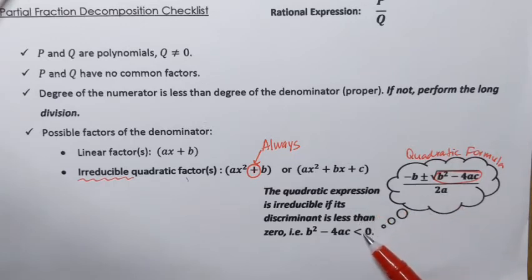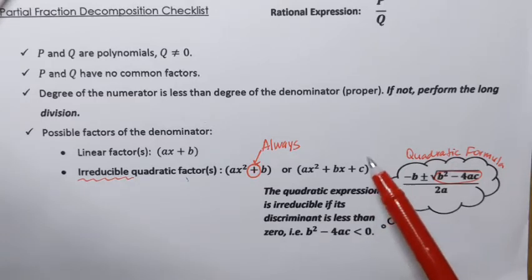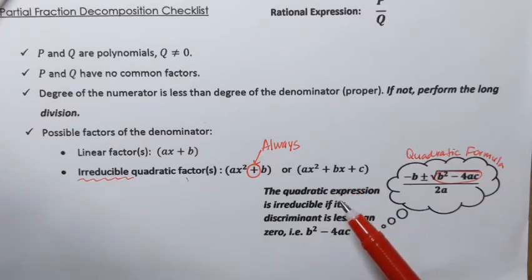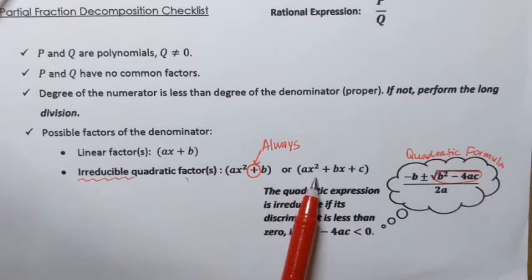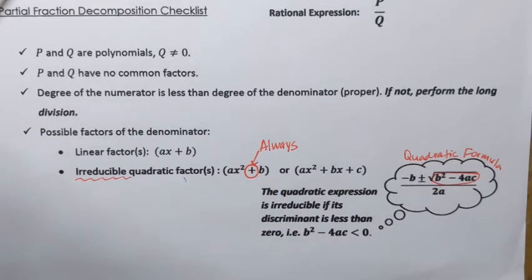Now, if it's not less than 0, if it's greater than 0 or equal to 0, then we would be able to rewrite this trinomial as the product of two linear binomials. And if that's the case, we have to go ahead and do that. We only stop if the quadratic factors in the denominator are irreducible, then we keep them as they are. Now, why do we need to think about those different types? Well, because depending on what kind of factors we have in the denominator, our decomposition steps will be different.